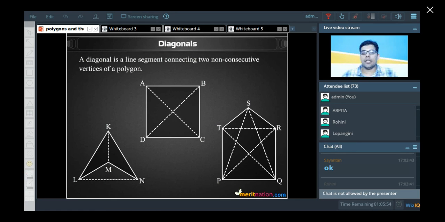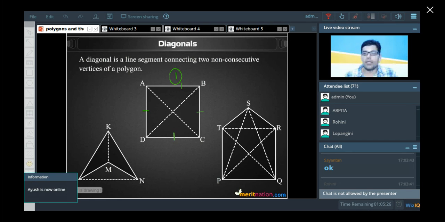Let's consider polygon number 1, that is polygon ABCD. It is a polygon because it is simple, it is not crossing anywhere. Next, it is closed also, its beginning and end point are the same. Then it has 4 line segments: 1, 2, 3 and 4. Therefore, it is called a polygon. In this case, it contains 4 sides or 4 vertices A, B, C and D. Therefore, it is called a quadrilateral.